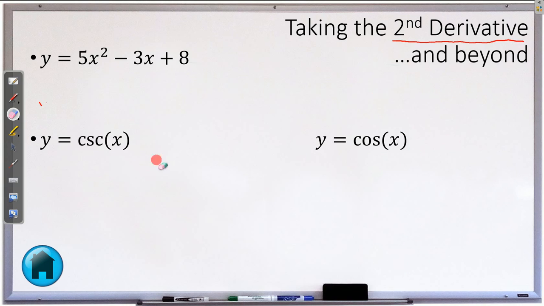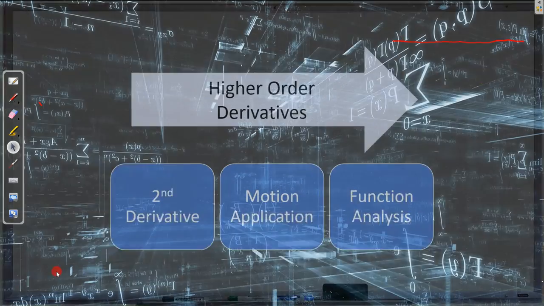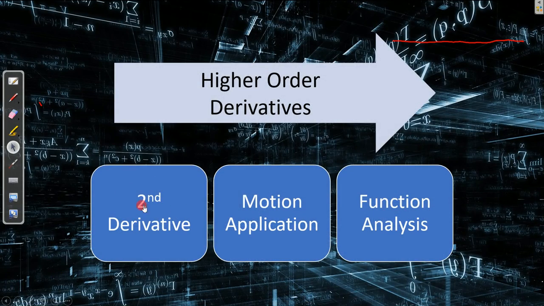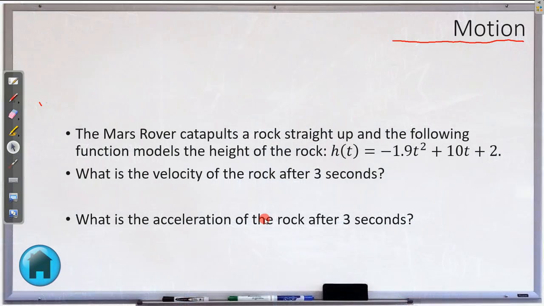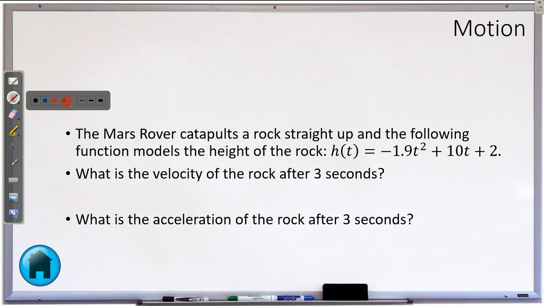Now we're going to take a look at how what we just learned can apply to motion. What does this look like for motion? Before I get talking about this word problem here, let's remember what we know about motion so far. Your first function, f, that is position.